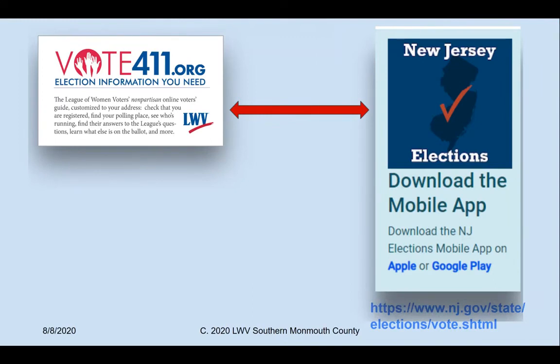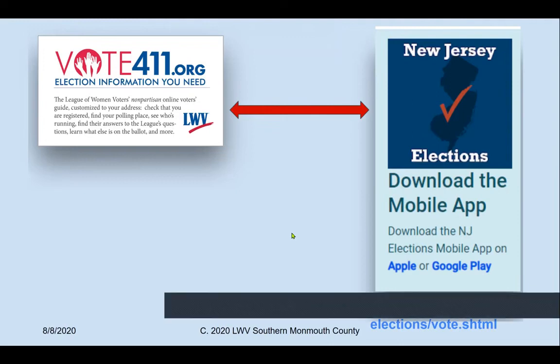It's not always at the top of legislators' minds to give information or answer the questions that the league is asking. You can get very accurate information about all of the who, what, when, where, why, and how of voting on the New Jersey elections website. And there is a mobile app that you can download. I use this constantly when I'm doing voter registration with young people at college level, because many of them don't know if they're registered.